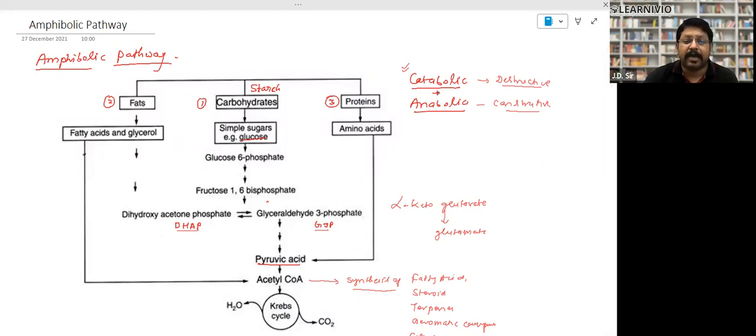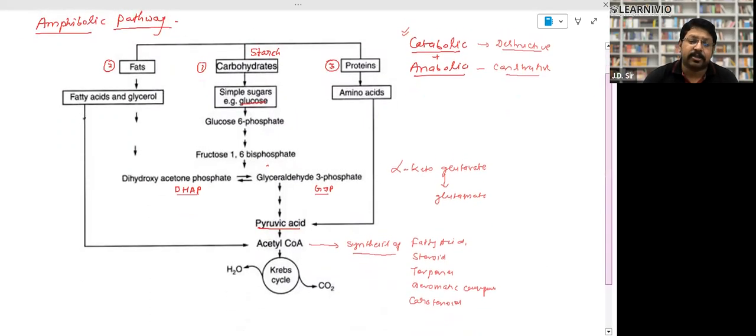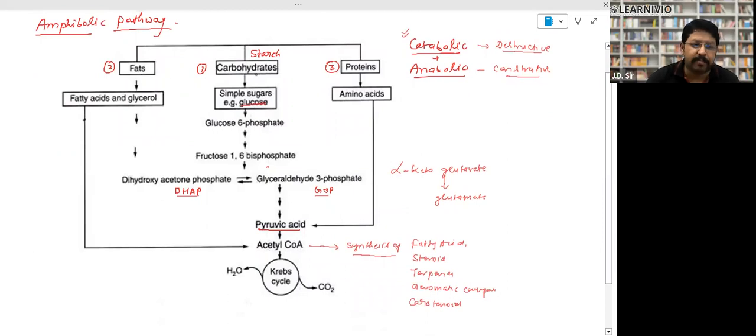No. The Krebs cycle is both a catabolic and an anabolic pathway. That's why we call it the amphibolic pathway. Look, why? The Krebs cycle breaks down everything, right? It breaks down the fat, it breaks down the carbohydrate, the protein. That's why it is catabolic.